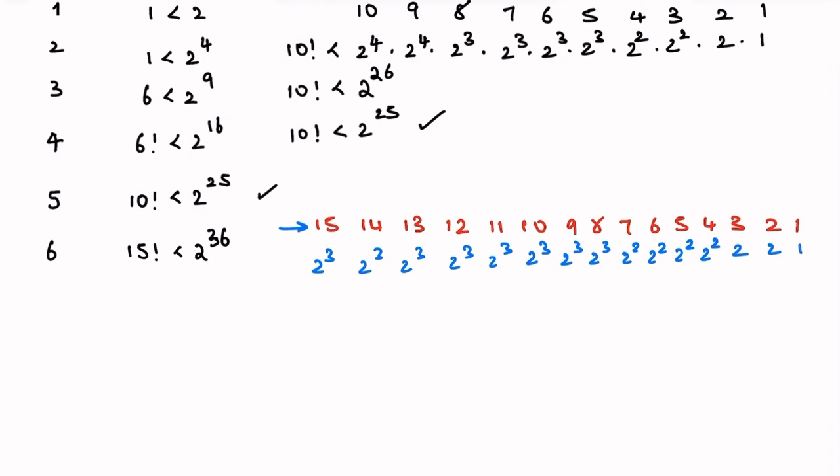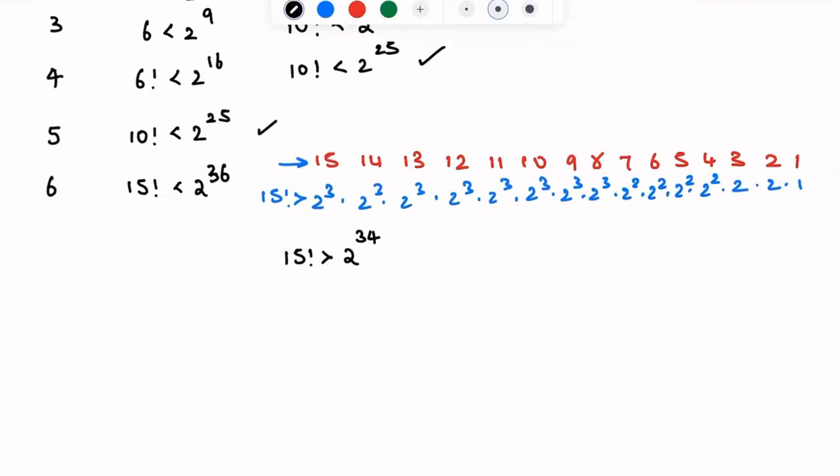Okay, so now what does that equal to? We should have that 15 factorial is bigger than 2 to the power of 34. Okay, so now it's just below 2 to the power of 36. Now, don't worry, we can kind of work around this. And the way we can do it is, this first number here is at 8. And the second number here is at 8. So 2 cubed is 8, and 2 cubed is 8.